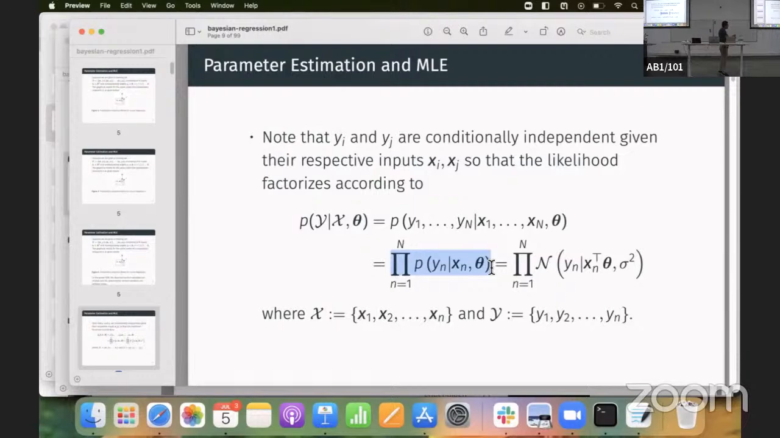Now, why do we write this particular expression? That this is equal to this: normally distributed yn with mean xn transpose theta, and the variance is sigma squared. How do we get from this step to this step?